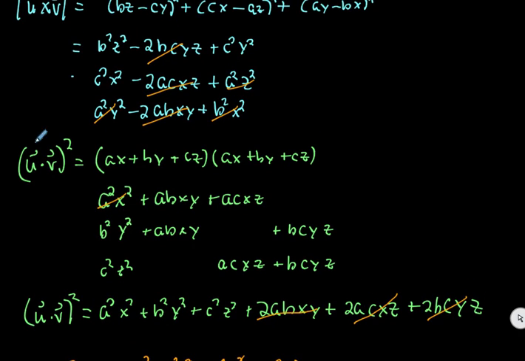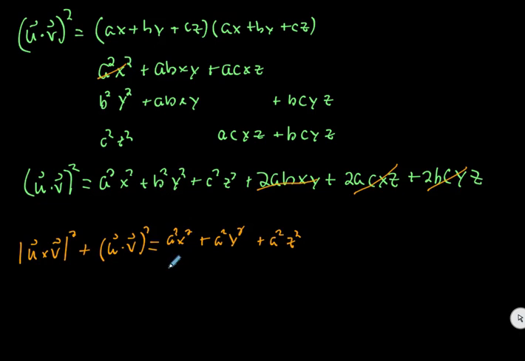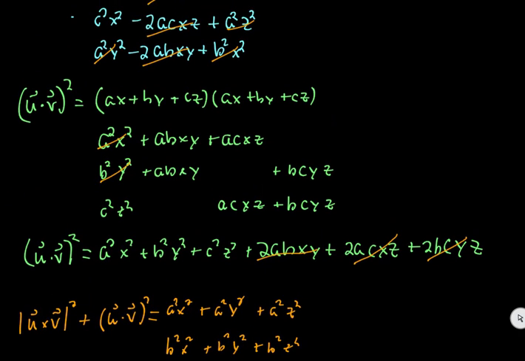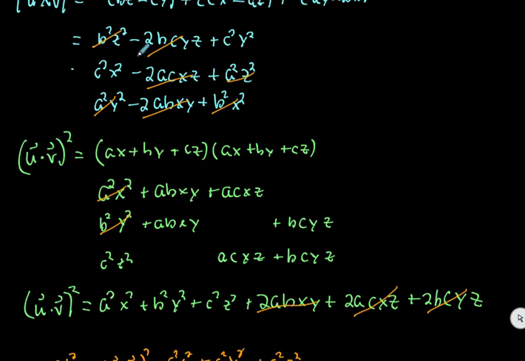Then we're also going to have the b squareds, right? We have b squared x squared, b squared y squared, plus b squared z squared. And then we're going to have c squared x squared plus c squared y squared plus c squared z squared. They all come out to right here.